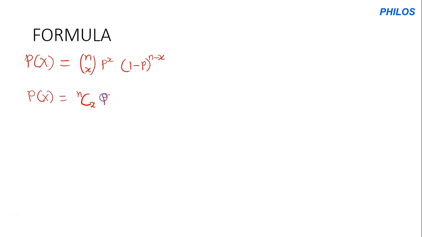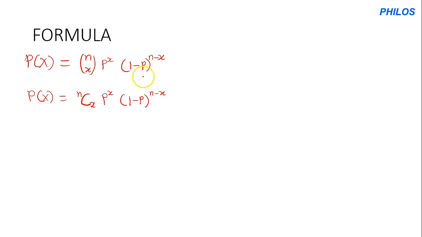So let's look at the formula we're going to use in this topic. In binomial distribution, the probability of an event X occurring should be equal to n combination X times P exponent X, then times 1 minus P exponent n minus X. This formula can also be written as n combination X, P exponent X, then 1 minus P exponent n minus X.